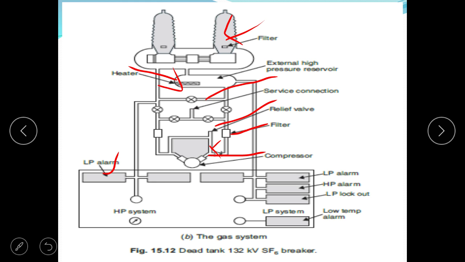The alarm system provides an alarm signal when the pressure of the gas is less. So there are different types of alarm system: LP, HP, LP lockout and low temperature alarm. So this is the simple gas system of an SF6 circuit breaker.